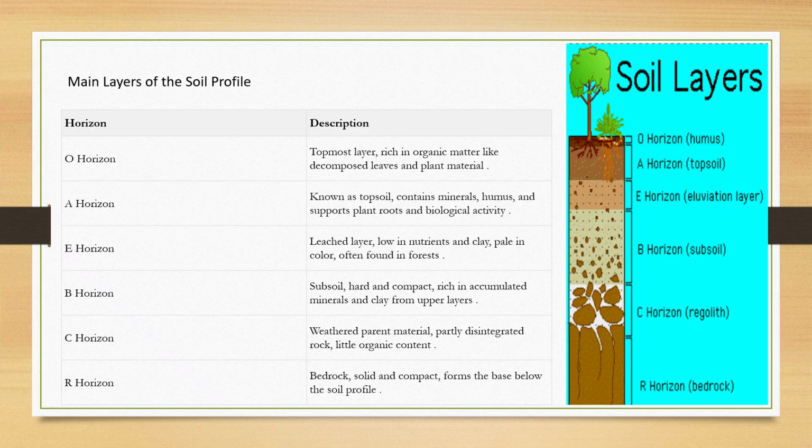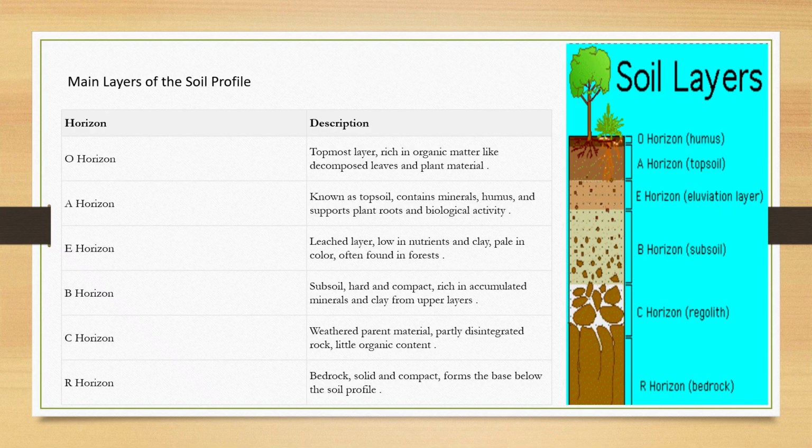The next one is horizon C. It is the parent material, commonly called saprolite. This is the least weathered layer, consisting of unconsolidated, partially disintegrated weathered rock. It lacks the organized structure and high organic content of the upper layers.